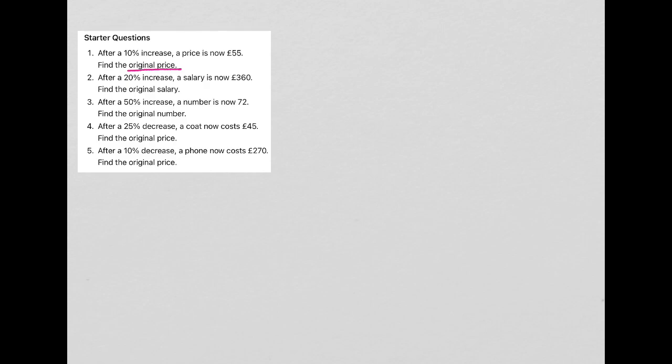So if we look at the first one: after a 10% increase, the price is now £55. Find the original price. First we look at the multiplier. A 10% increase is 1.10 because it's 100 add 10, divided by 100. The price is now £55. And the way we're going to work this out is we are going to say 55 divided by 1.1. If you want to, you can say 1.10. If we type that in, 55 divided by 1.1, I get 50. And so the price before the increase of 10% was £50.